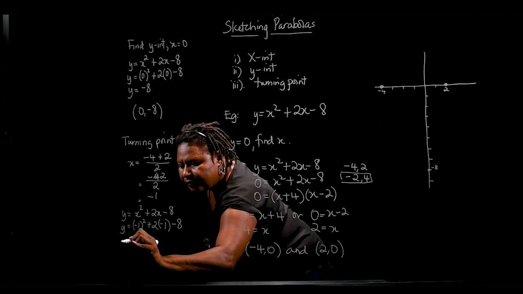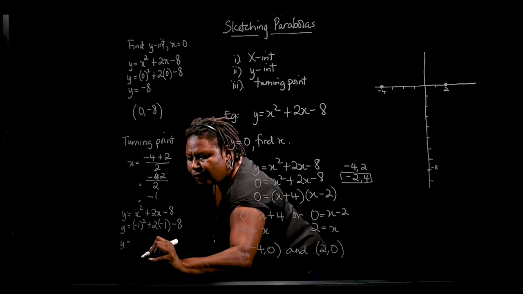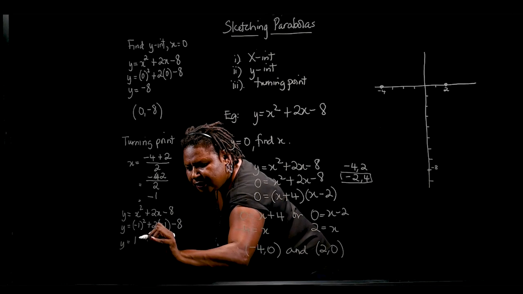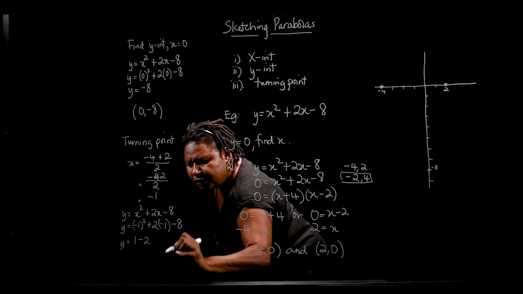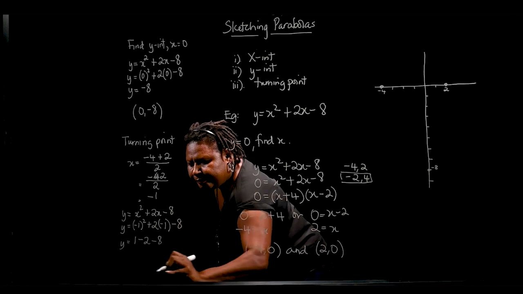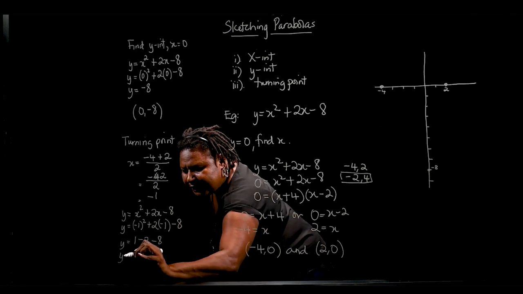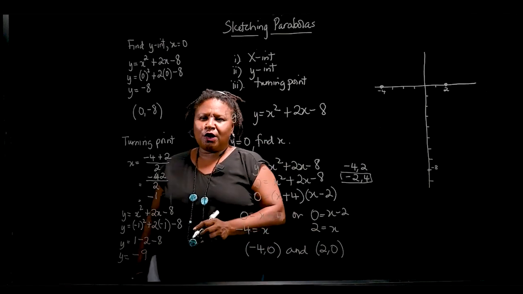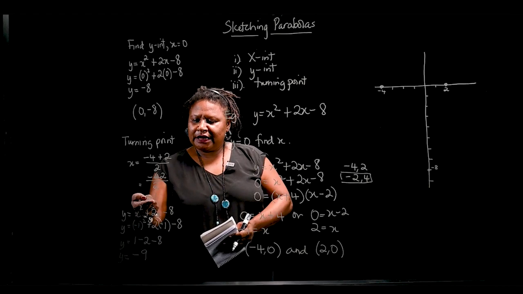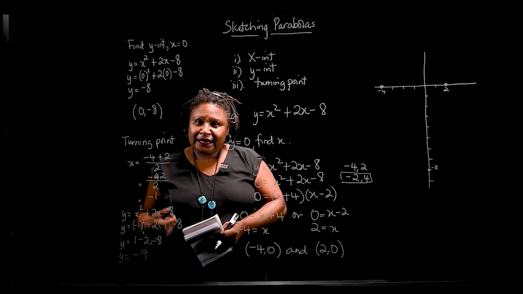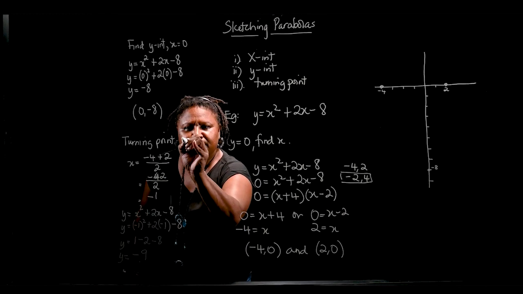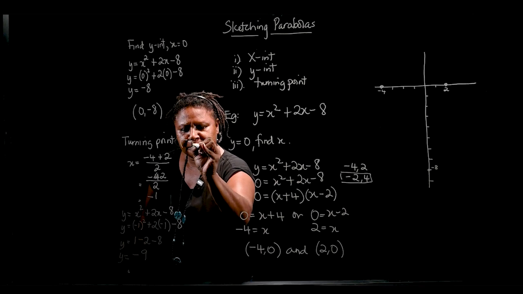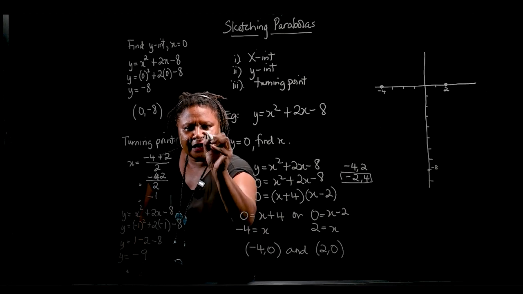Okay? Now, negative 1 squared is positive 1. Positive 2 times negative 1 will give us negative 2. We have minus 8 here. Okay? So the y value is negative 9. Okay? So, x coordinate is negative 1. Y coordinate is negative 9. So we have to give this as coordinates. So we have negative 1, negative 9.